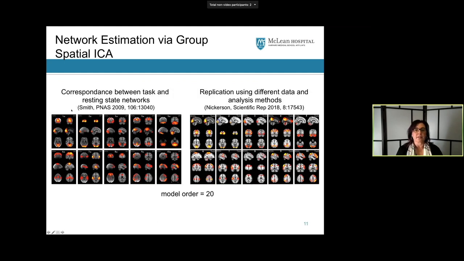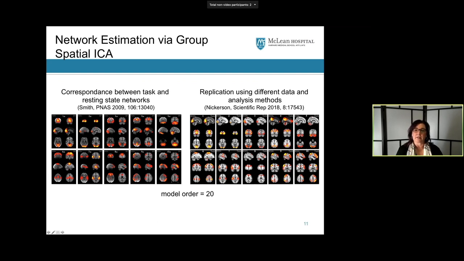In 2009, Smith showed that these same resting state networks observed at lower model order also correspond to the repertoire of task networks that we use to perform everyday tasks. This 2009 study was fully replicated in 2018 using different data and analysis methods.